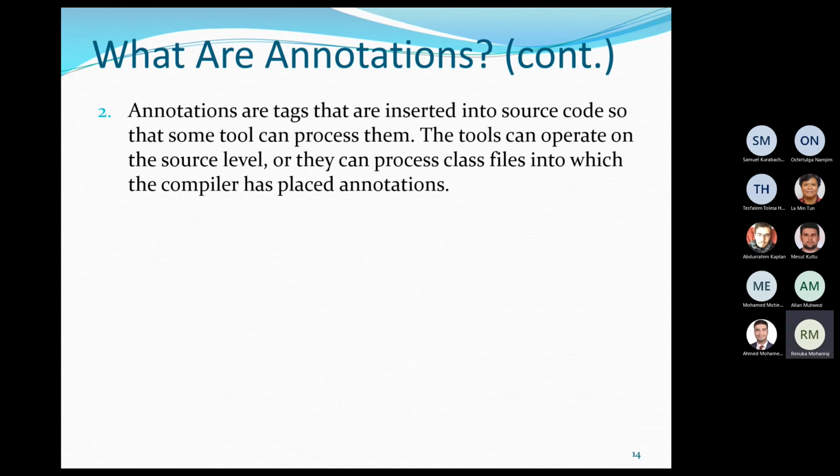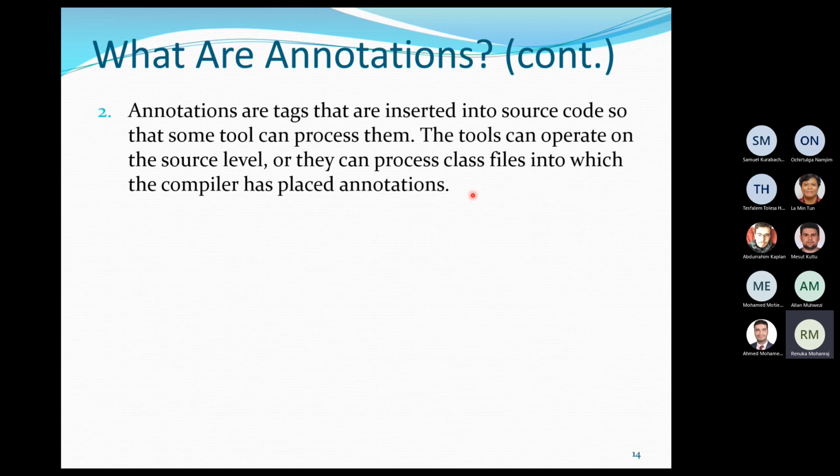The second point is annotations are the tags that are inserted in your source code so that some tool can process them, right? So when I use @Override, what will your compiler process? If you change the signature from the parent, automatically you will get an error. So that's called a processing tool. Some tool can process once you give the annotations, so whatever source code you have, if you put some annotation, it is processed by some tool.